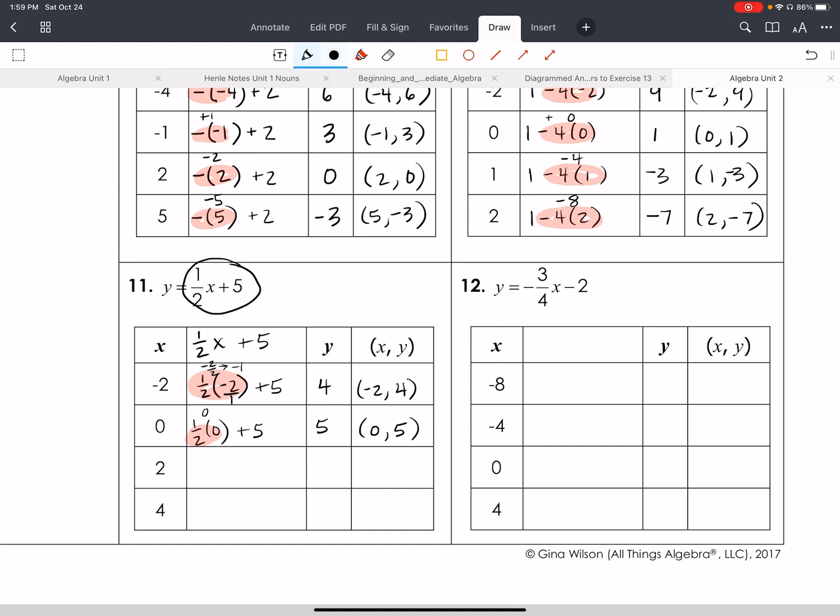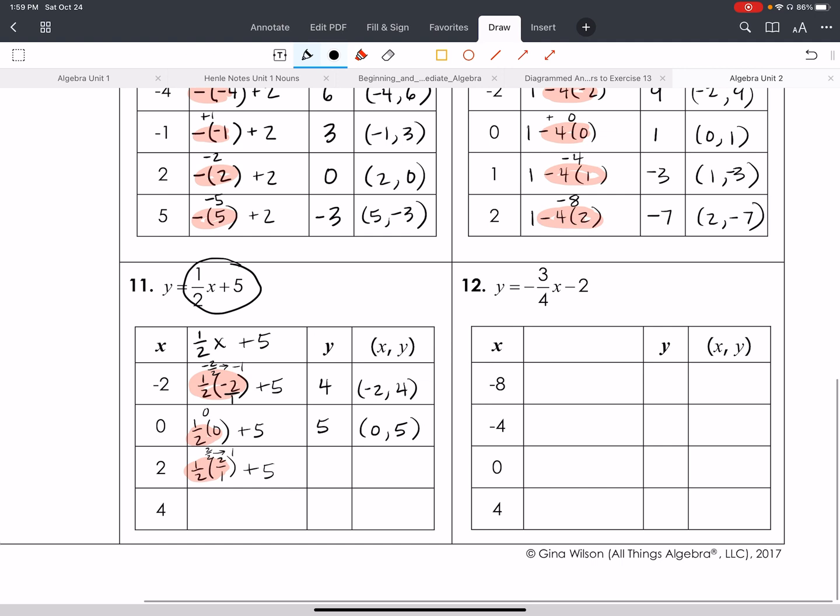All right, back to fractions. So 1/2 times my new x value of 2. I'm just going to rewrite that as 2 over 1 to help you see how to multiply by that fraction. And then when I multiply across the tops, I get 2. When I multiply across the bottoms, I get 2. So that's really 2 over 2, and I can rewrite that as 1. 2 divided by 2 is 1. So this is 1 plus 5, and that's 6. And then that means when I have an input of 2, I have an output of 6.